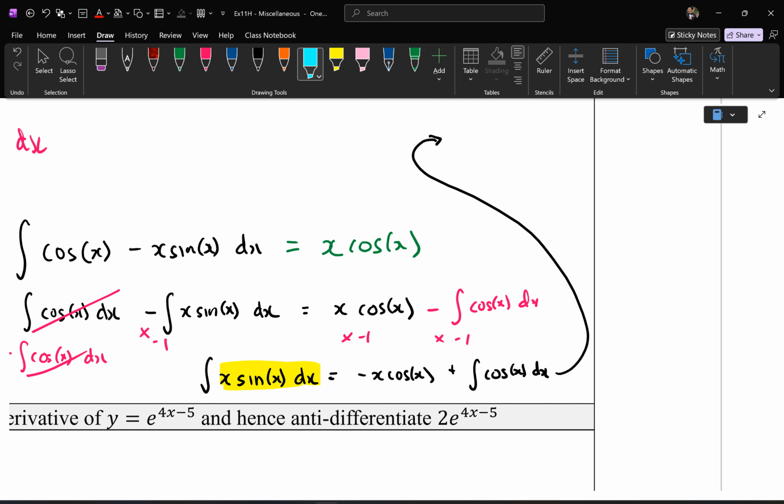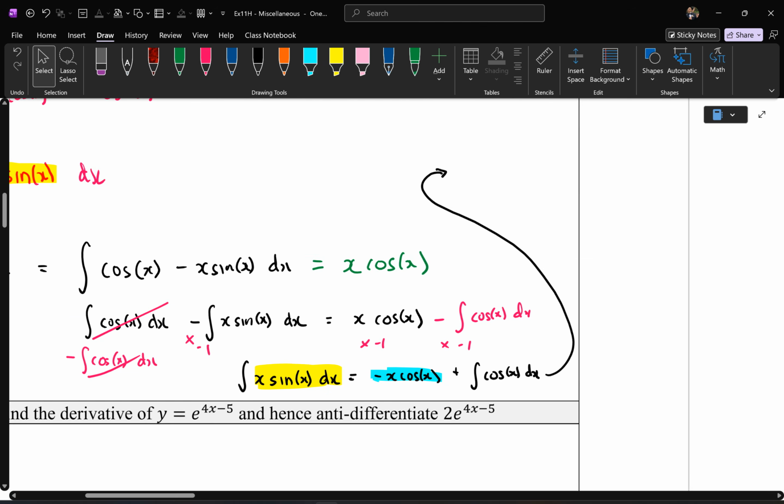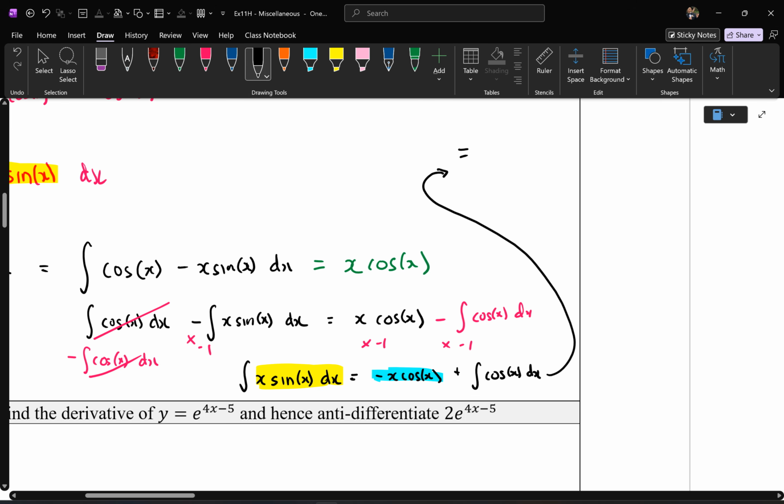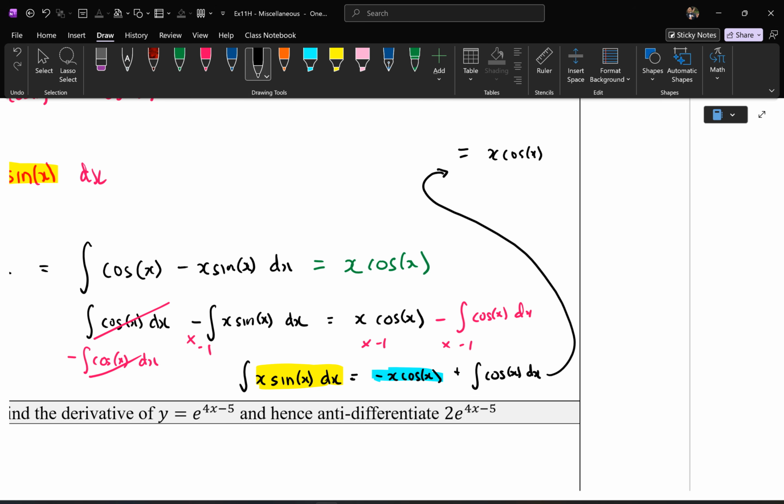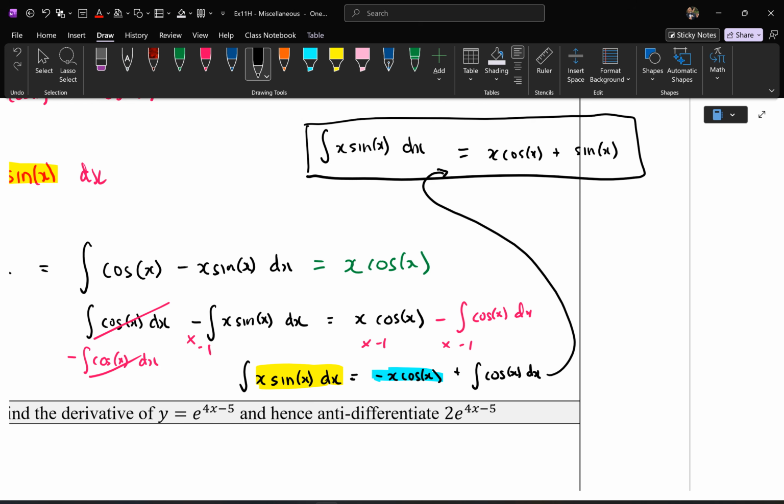I've already got part of the answer. This one I already know. I just need to figure out antiderivative of cos of x, which we have. We've got a rule for that. Antiderivative of cos of x is equal to sine of x. So here, the answer should equal x cos of x plus sine of x. That's what the antiderivative of x times sine of x dx would equal, given that I used part A. So I used part A to get to part B.